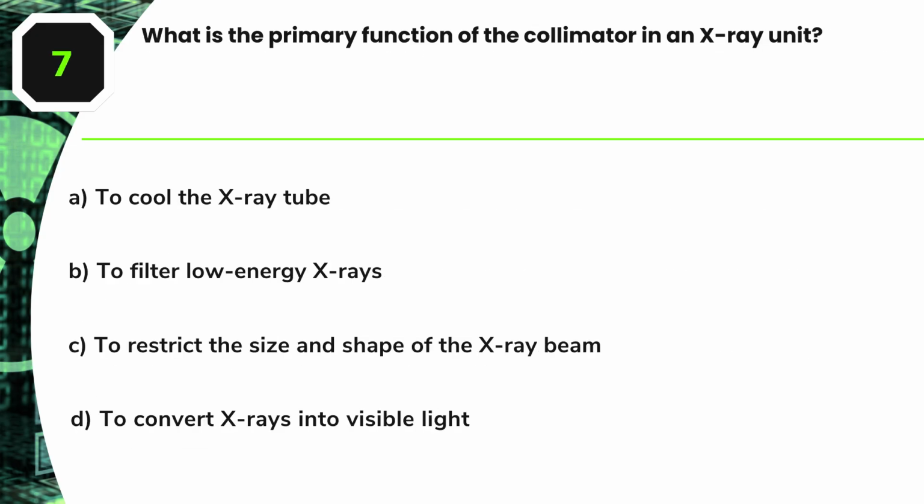Question 7. What is the primary function of the collimator in an X-ray unit? A. To cool the X-ray tube. B. To filter low-energy X-rays. C. To restrict the size and shape of the X-ray beam. D. To convert X-rays into visible light.